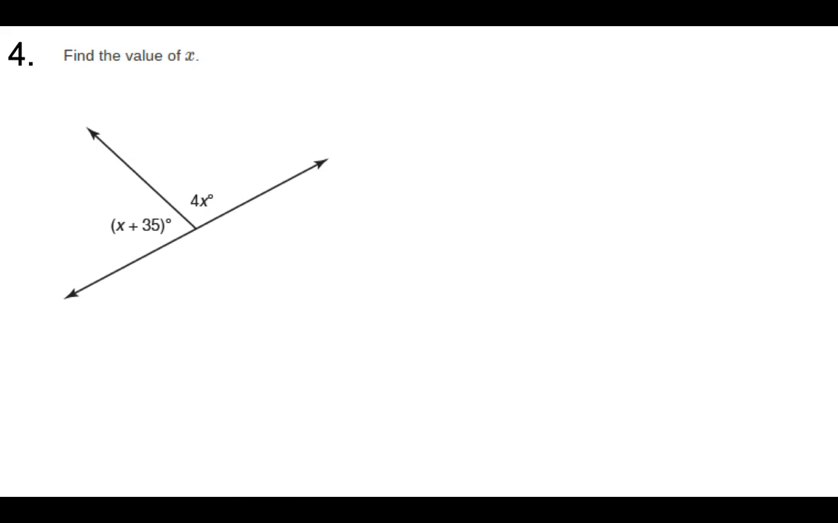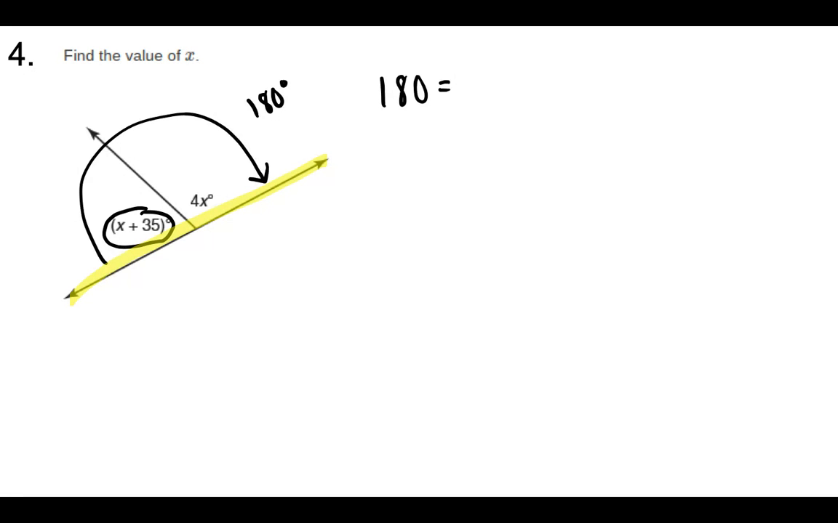All right. So find the value of x. Go ahead and pick your answer. Okay, so what we are going to do, remember that these angles are lying on a straight line. Remember that a straight line equals 180 degrees. So in order to set up our equation, we're going to go 180 equals these two angles added together. So x plus 35 plus 4x.